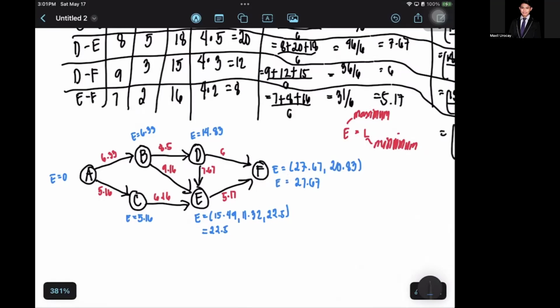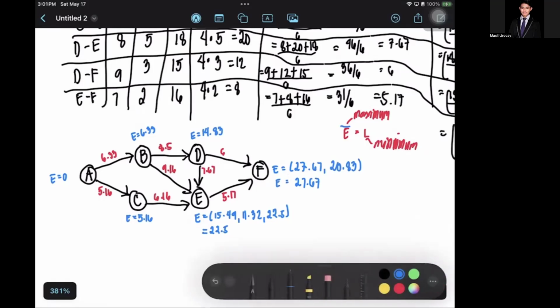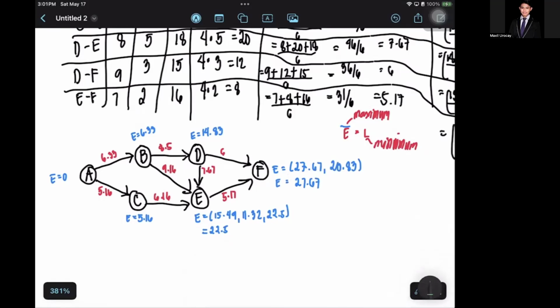What will be our goal right now? We'll begin to calculate the L. Since E is from the initial state, which is A, our L is from the goal state, which is F. The value of F right now is automatically 27.67. So E and L are already equal, so we can choose that path later on.